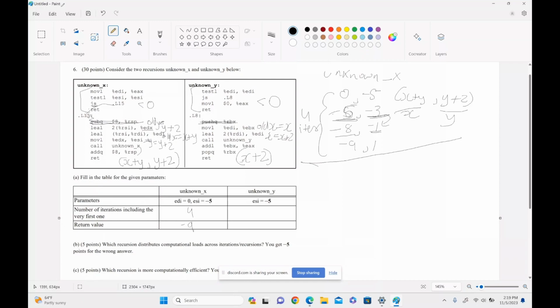Now for this unknown Y, the equation we use is Y plus 2. The value we get is -5 from the table. Now we just plug the value in. So it's -5, -3, -1, and 1. So we stop here. It's 4 iterations again.